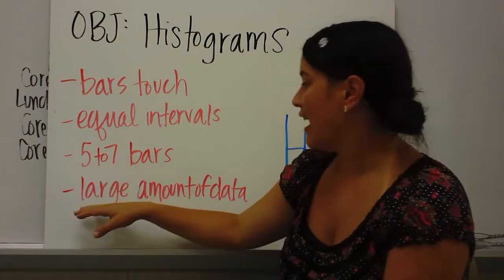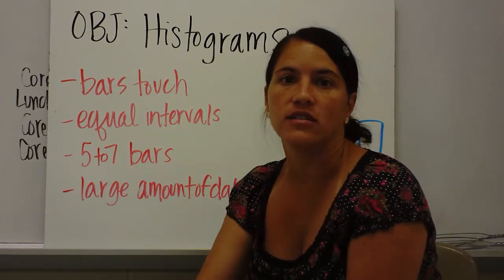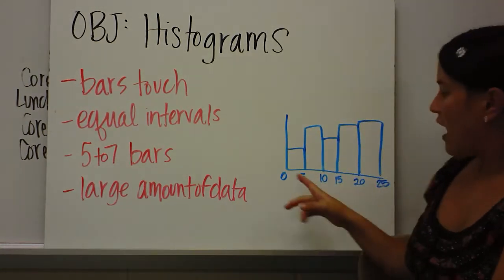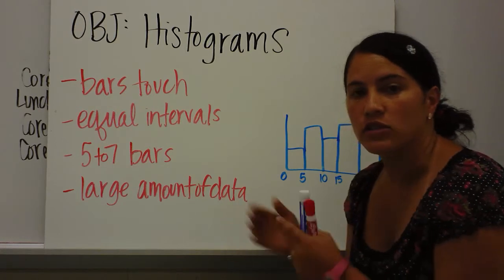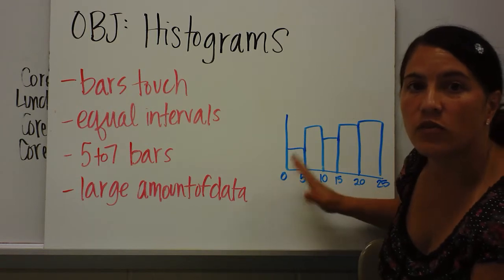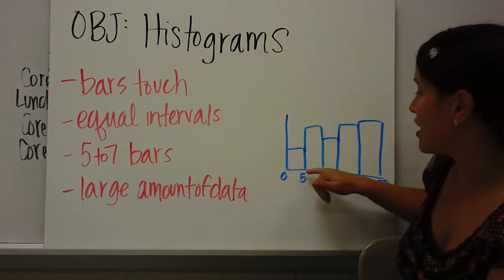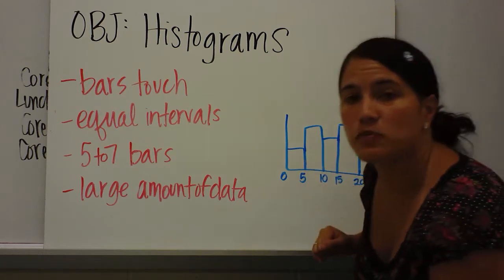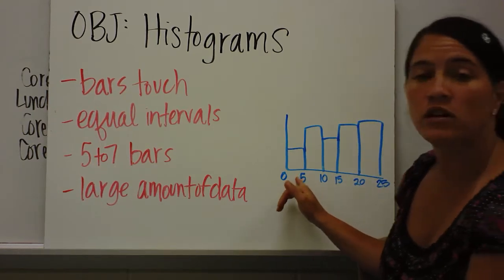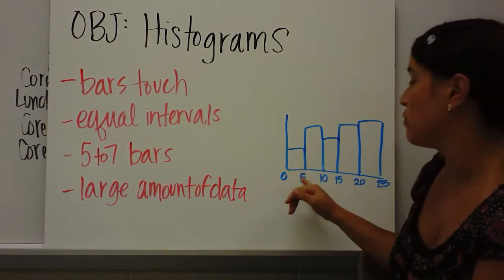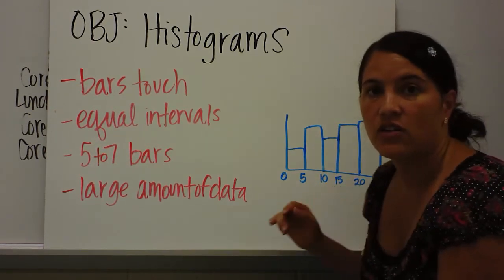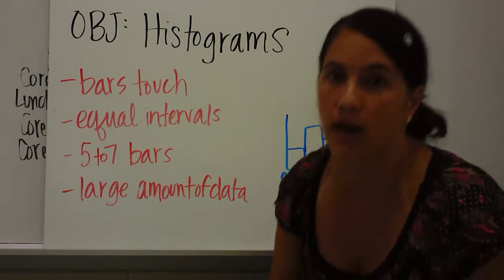That's ideal. And you want to use histograms with large amounts of data. Here's an example of what a histogram looks like. The reason there are intervals and the bars touch is because this one represents 0 to 5, anything from 0 before 5. If it's between 5 and 10, it goes into this bar. They touch because there's no space in between, because it's continuous. This would be 0 right up until 5, this would be 5 right up until 10, and this would be 10 right up until 15. So the bars touch because it's a continuous amount of data.